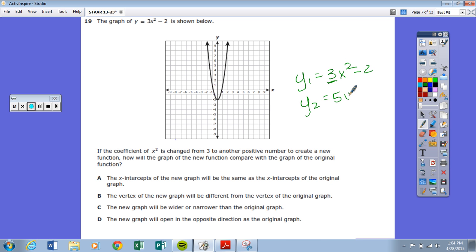I'm going to go 5, just because. But keep the rest of the equation the same. You could change it to 2, you could change it to 4, it doesn't really matter, just as long as it's positive. Look at both of them together, and once you do that, you'll be able to read all of your choices, and I believe this is the one that will be true.